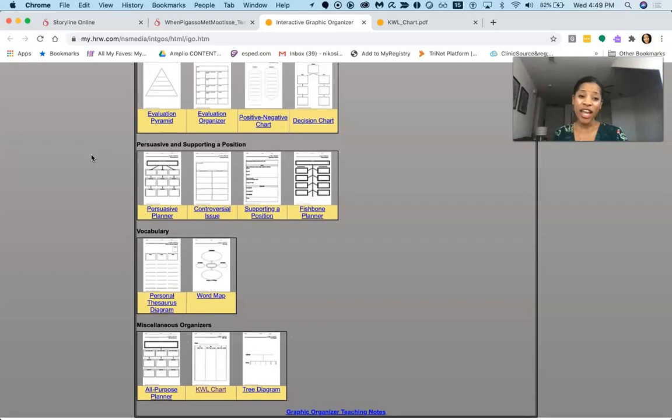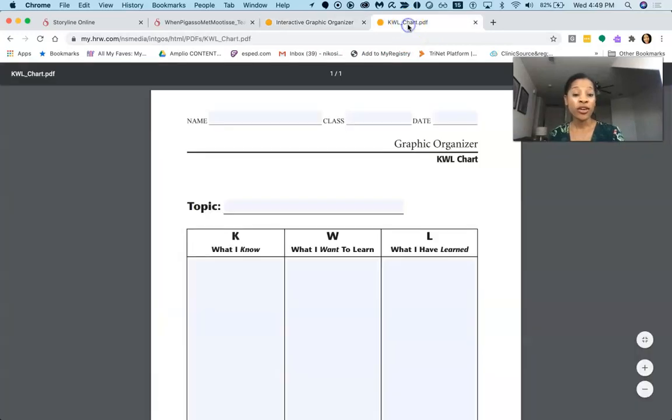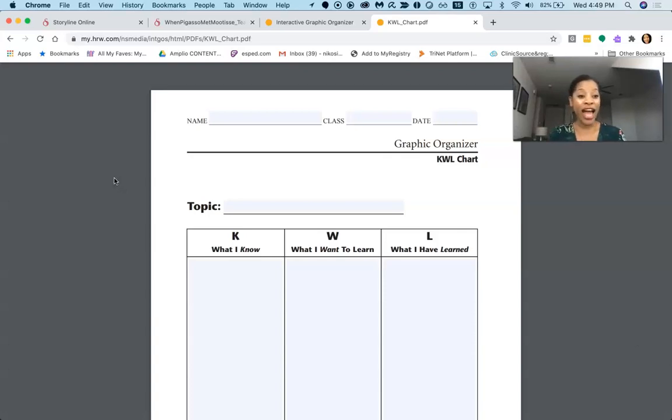So pretty much every type of graphic organizer you would want, they have. And I'll show you my typical favorite organizer to use, which is the KWL chart. It's where the student is telling you what they know. So before the teacher or SLP introduces the story, you're going to share the topic with them that you will be discussing, and they're going to tell you what they know about that topic.